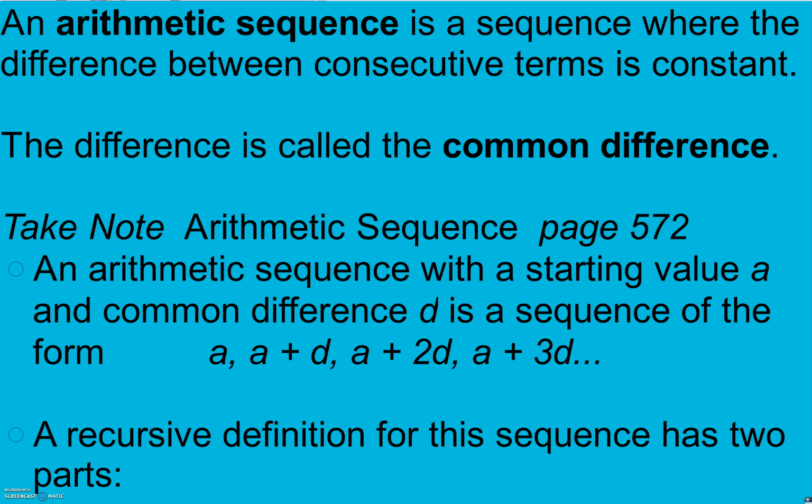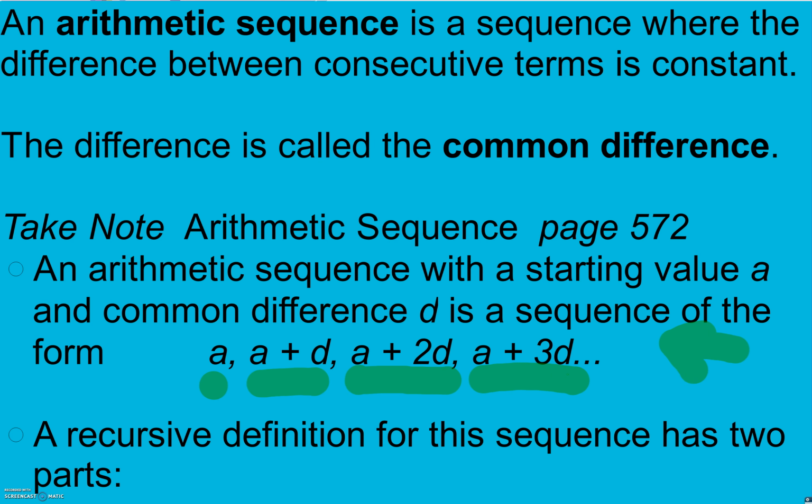An arithmetic sequence with a starting value a and common difference d is a sequence of the form here. Okay, we have our first number, then our first number plus our difference, then our first number plus our difference again, so we added 2. We add the difference again, so we have 3 of our common differences. And again, our formulas here.